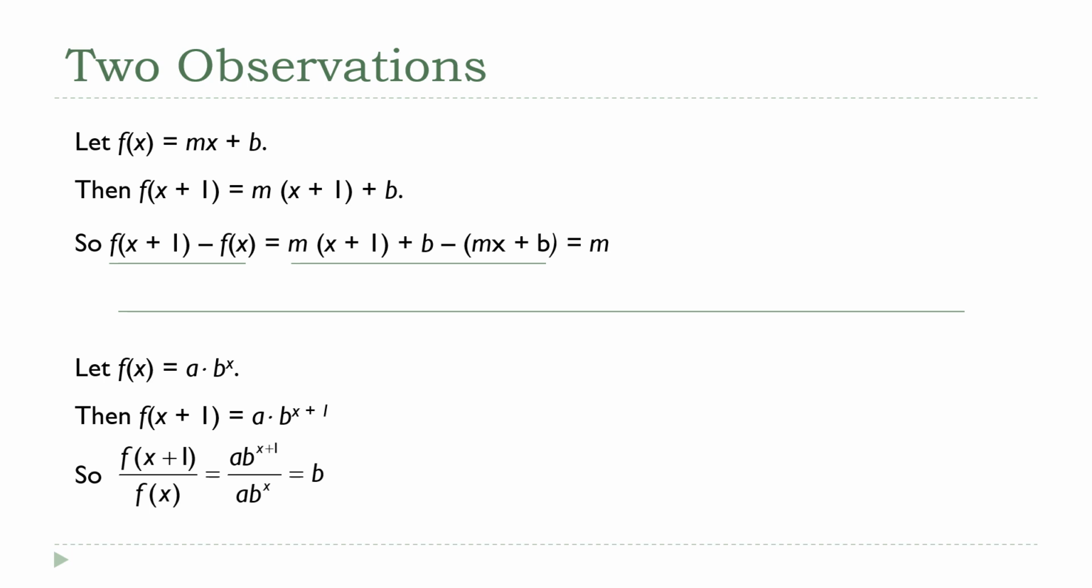So same kind of relationship here. If we take two consecutive values from an exponential function, f of 3 and f of 4, f of 9 and f of 10, same thing as I did with a linear one, the ratio will always be constant. Okay, so let's see how we can apply this.